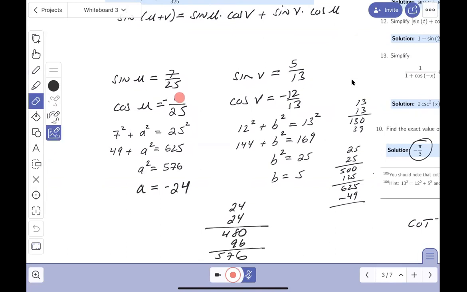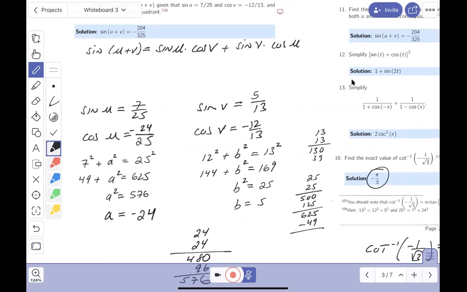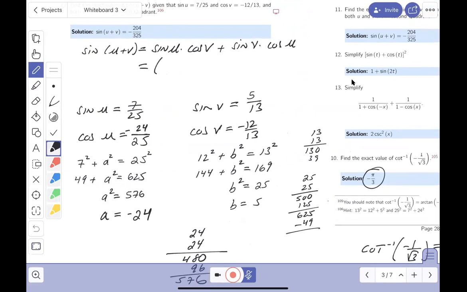And again, I know for some, especially if you're really poor at arithmetic, this is really annoying. But I think I'm ready to write it down now. All right, what's the sine of u? 7/25. What's the cosine of v? Minus 12/13. What's the sine of v? 5/13.